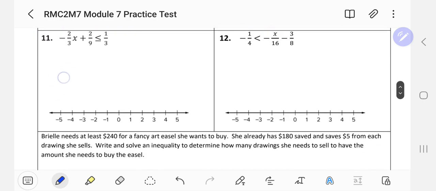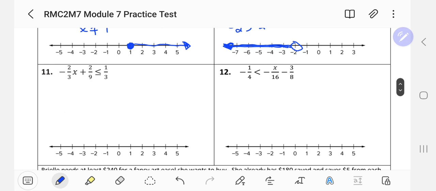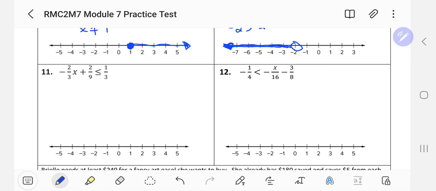Uh-oh, fraction time. Sorry, guys, I don't mean to torture you with these, but I believe in you. I know you can do it. Let's give it a shot. All right. Now, you guys have calculators, so it won't be too bad. I'm not going to use a calculator, so I guess I'm just torturing myself.